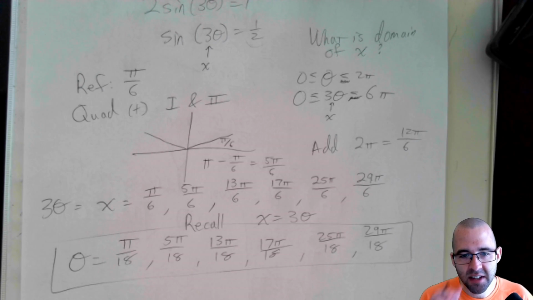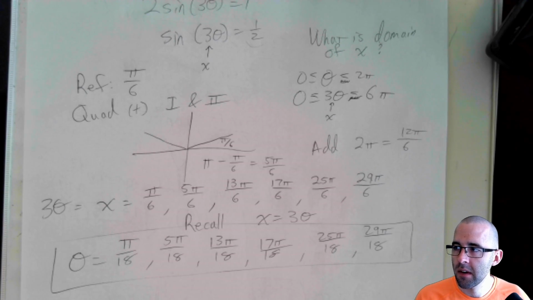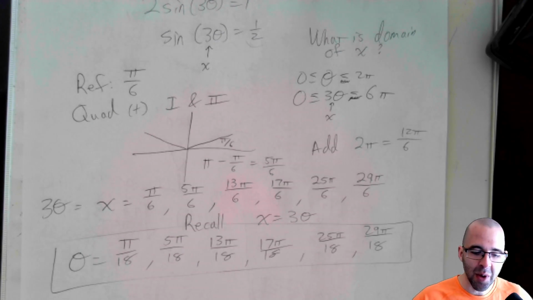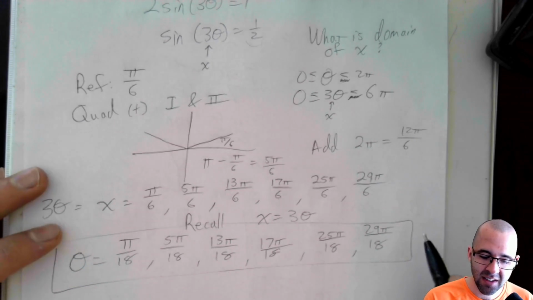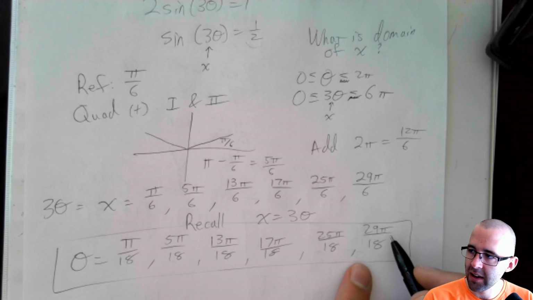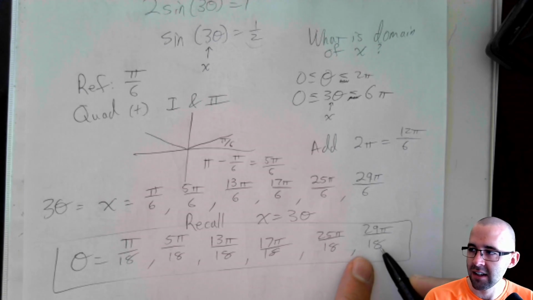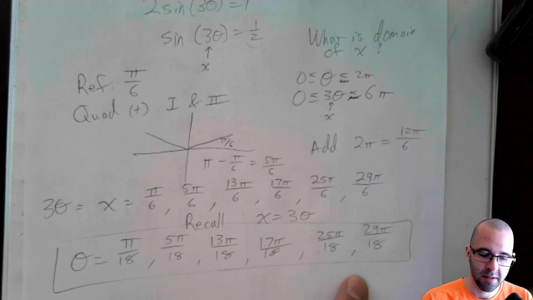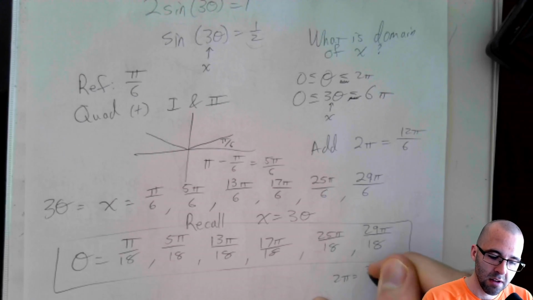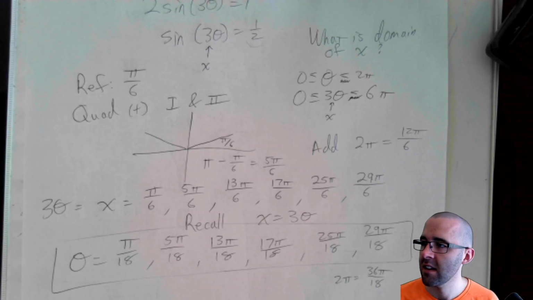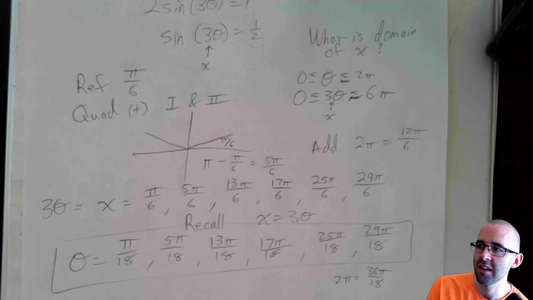I want to do an ambiguous case for law of sines. 29 pi over 18 is less than a circle? I sure hope so. And the way that you know that, jokes aside, is we know this is less than 2 pi. Because 2 pi would be 36 pi over 18, right? And our numerator is less than 36. Yeah, exactly, Alex. That's another good way of saying it.